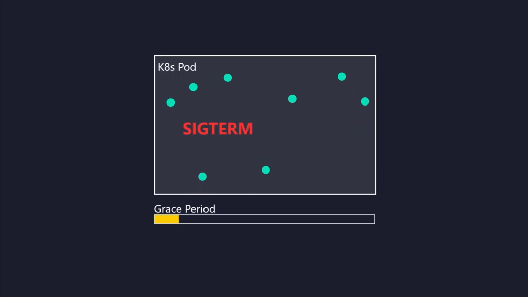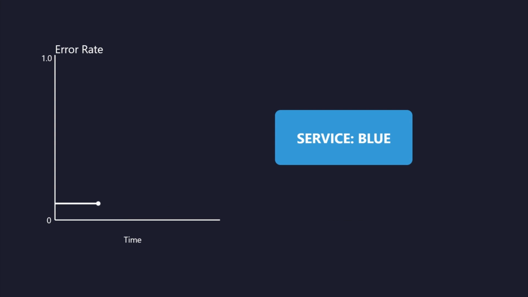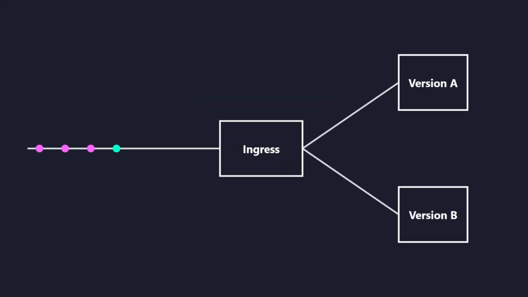Set a generous termination grace period to allow active requests to complete before Kubernetes SIGTERM signals shut down the containers. If errors spike after the flip, immediately revert the service selector to the blue label to restore the previous stable state. Keep the blue deployment alive for a cooling period. Once the green environment is verified as stable, delete the old deployment.